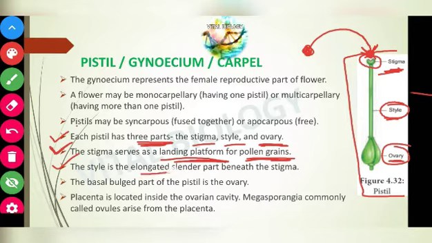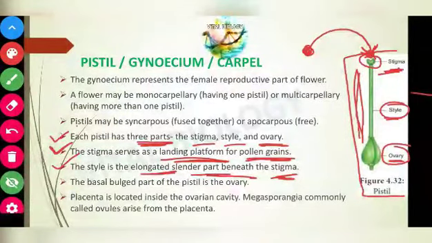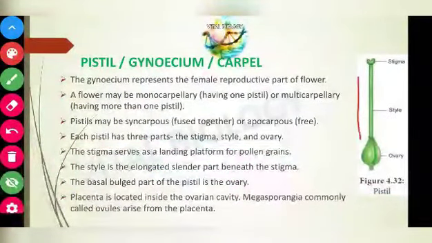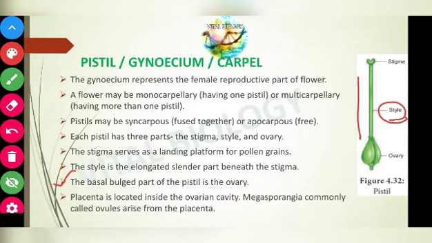The style is an elongated, slender part beneath the stigma. You can observe here, this is a long, elongated structure below the stigma, that is called the style. The next part, the basal bulged part of the pistil, is called the ovary. This is a bulged, bag-like structure, right? So it is called the ovary.